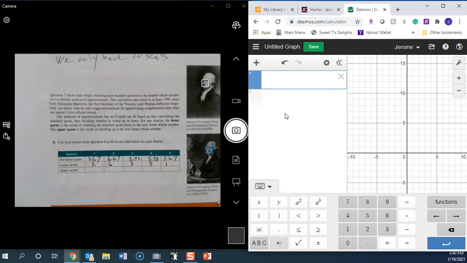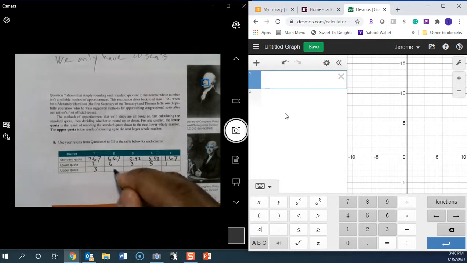Now the upper quota, you just add 1 to your lower quota. So this would be 3, 7, 4, 6, and 2. Again, the upper quota, you just add 1 to your lower quota. And that gives you the upper quota.